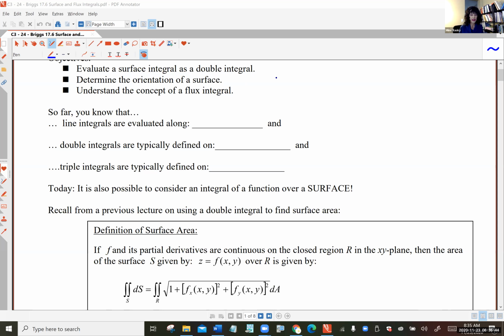So let's do a quick summary of the different kinds of integrals we've done in this class over the last month or two. Line integrals. You've done some of those in this chapter 17. Those are evaluated along what? What are you evaluating along when you do a line integral? Anybody know? Curve. Curve. Very good. They call them line integrals, so it's like, well, you evaluate along a line. Well, curves. Okay. Double integrals are typically defined on what? Region. Regions, which are areas, right?